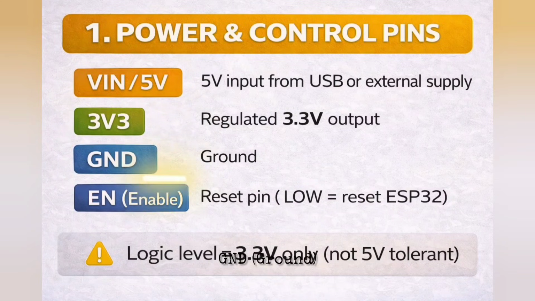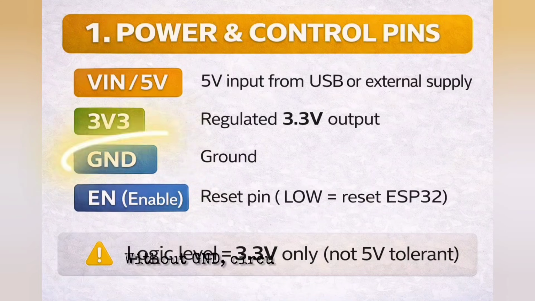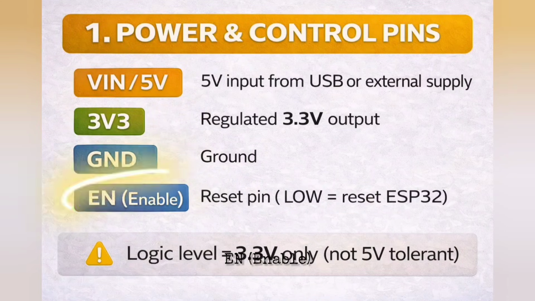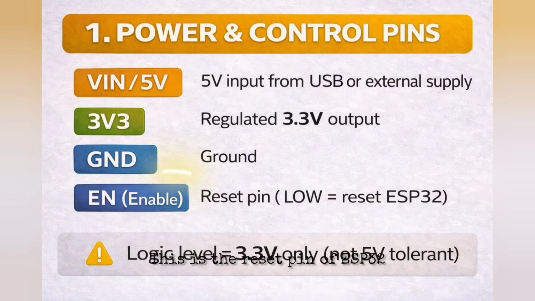GND, ground. This is ground, 0V. Every circuit must connect. Sensor GND, ESP32 GND. Without GND, circuit will not work. Enable. This is the reset pin of ESP32. Low, 0V, ESP32 resets. High, 3.3V, ESP32 runs normally. Used for reset button, auto reset while programming.